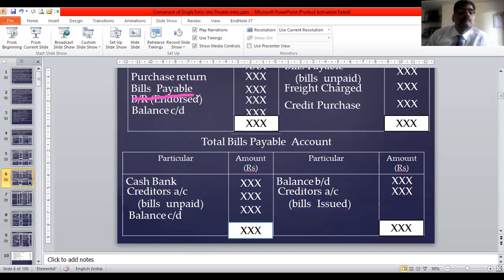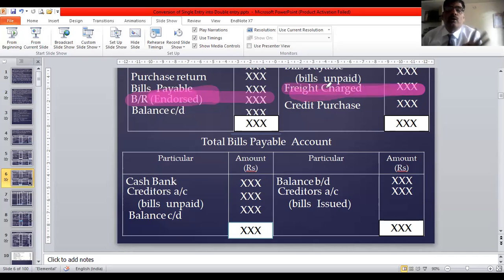You see this. This is called bills receivable endorsement. This point I have not given in the format. You note this point. This is for bills endorsement. And one more thing, freight charge you take on the credit side. This is not given in the format. These 4 points you adjust in the format and note down the format.